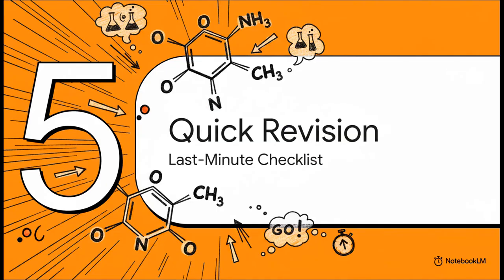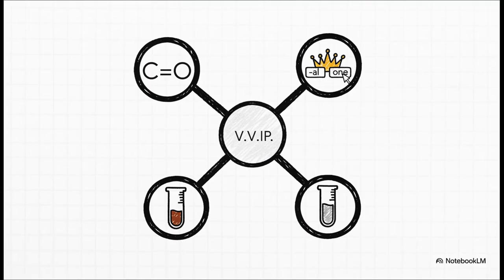All right, everyone, deep breath. Let's do a super quick, rapid-fire revision of all the key points. This is your last-minute checklist to make sure you have everything you need for full marks. Are you ready? Remember these 5 golden points. 1. The hero is the carbonyl group, C-double-bond-O. 2. Naming is easy. Aldehydes end in -al, ketones in -one.